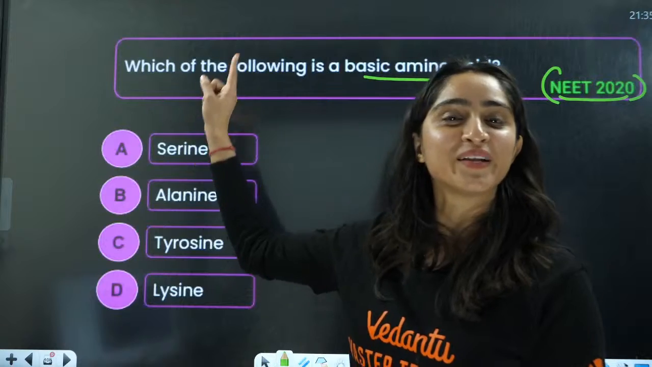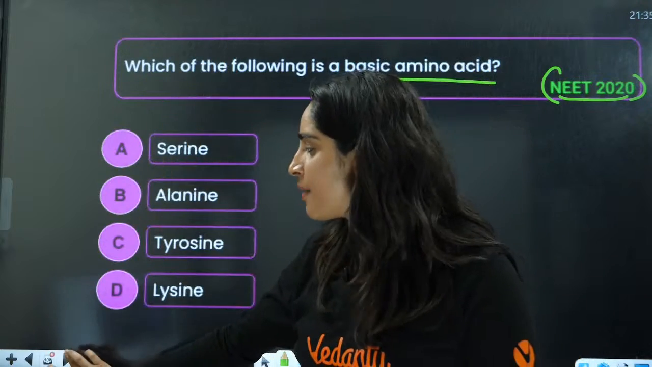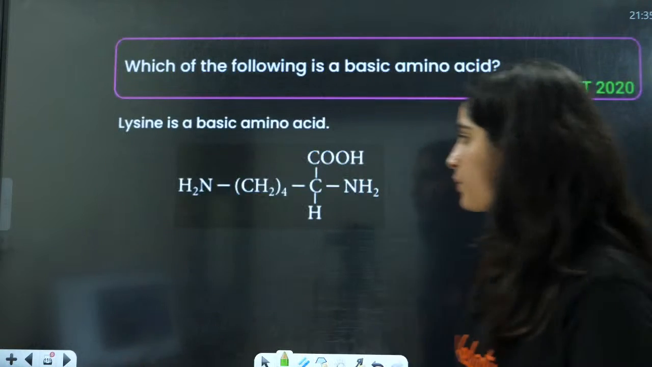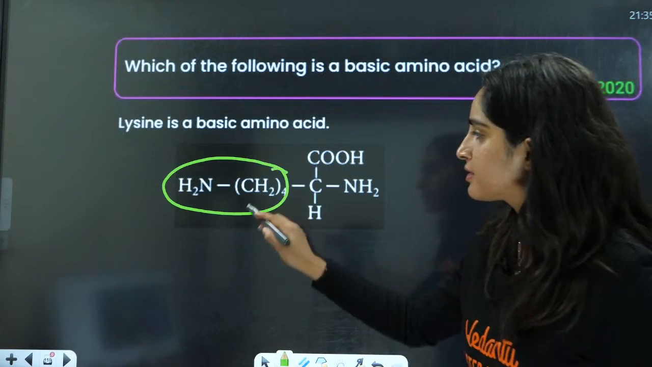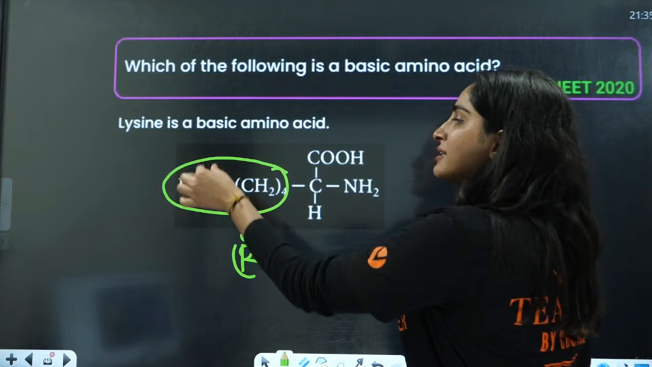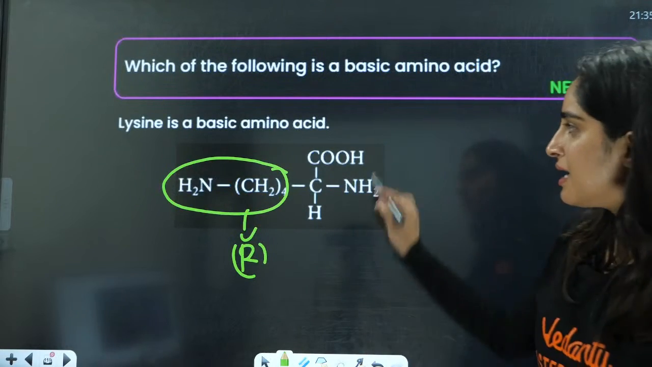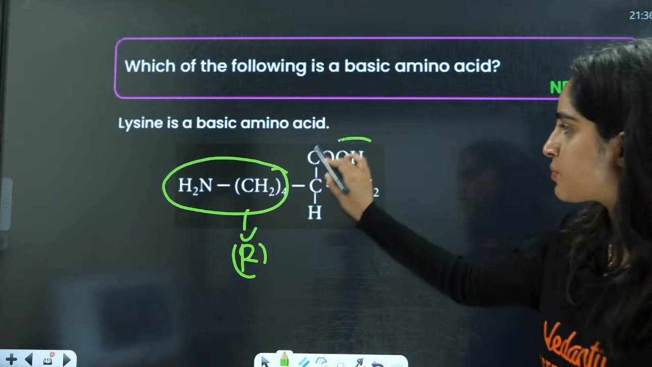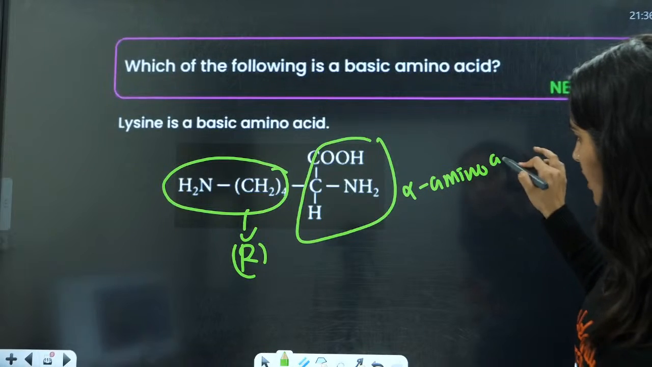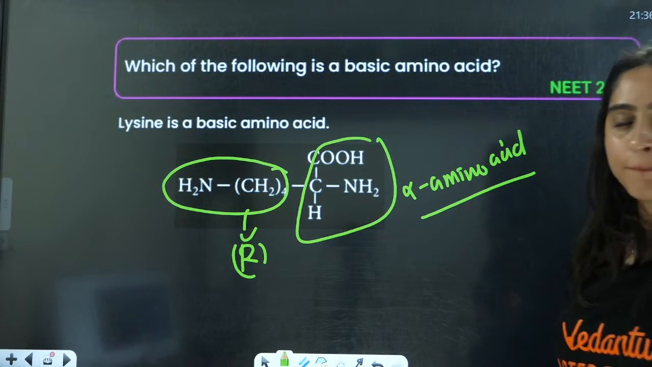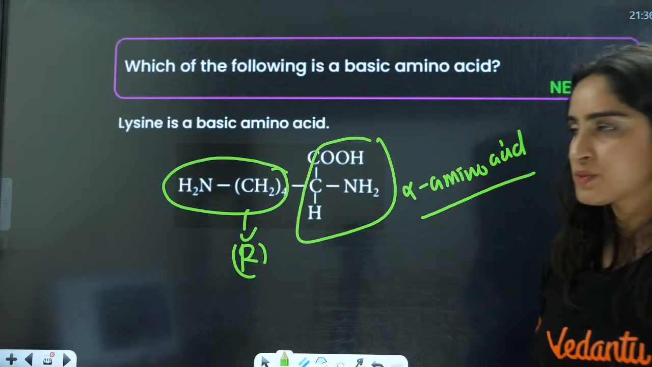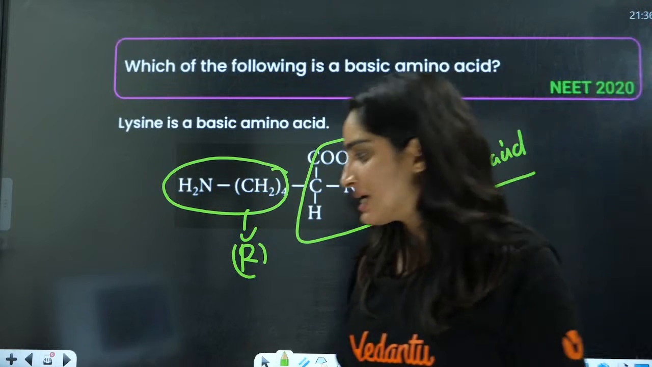I have specially told you in the chart also, right? That is the PYQ. Lysine is the basic amino acid here. This is the R part, the alkyl chain, where we saw there was one extra NH2 group. This is the alpha amino acid. It has two NH2 groups and one COOH group here.